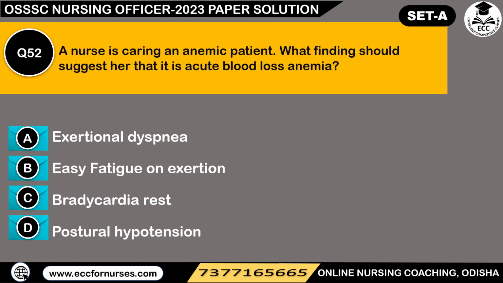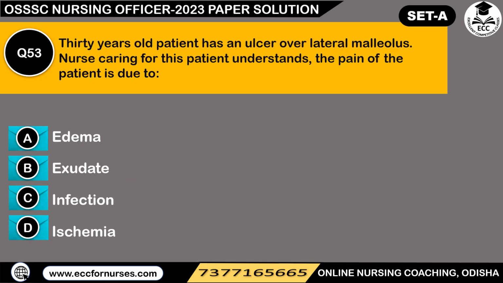Question number 52. A nurse is caring for an anemic patient. What findings should suggest to her that it is acute blood loss anemia? Answer is postural hypotension. Question number 53. A 30-year-old patient has an ulcer over the lateral malleolus. The nurse caring for this patient understands the pain of the patient is due to the ischemia.